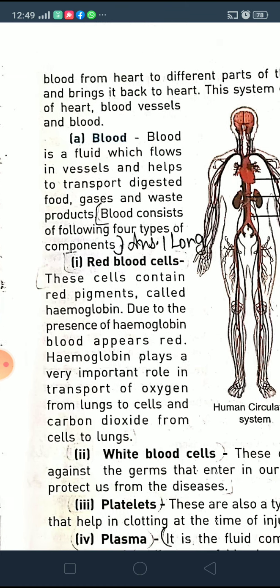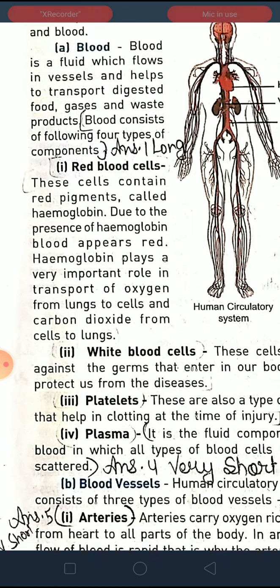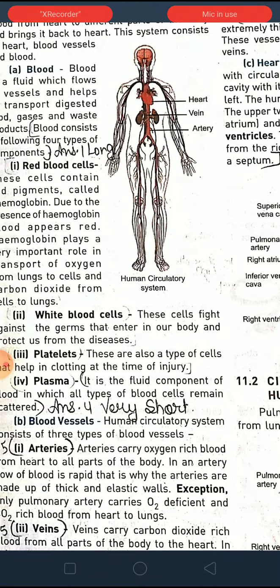Second is WBC, white blood cells. White blood cells are white in color, but the main thing is that these cells fight against the germs that enter our body and protect us from diseases. So WBC's work is also very important in our body.